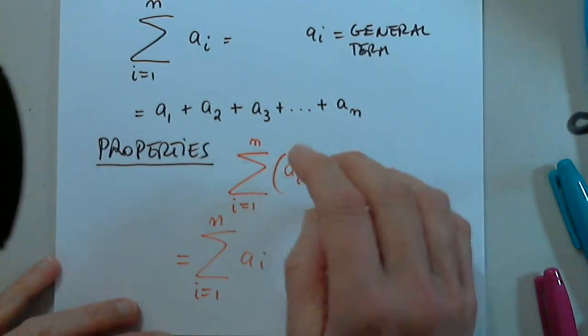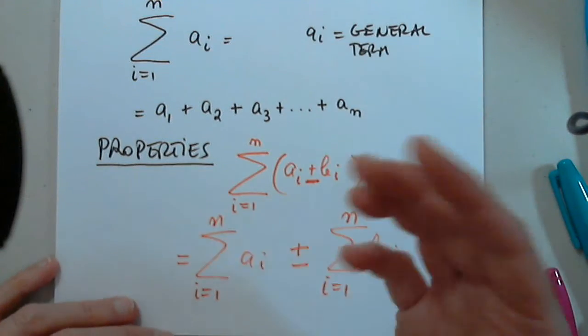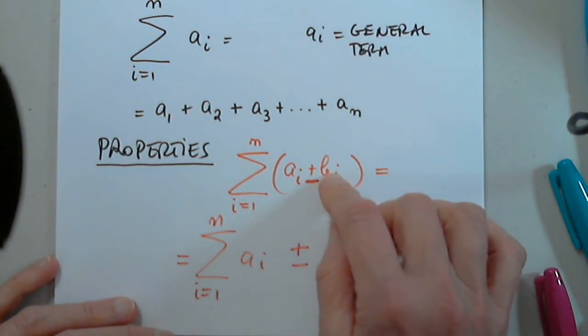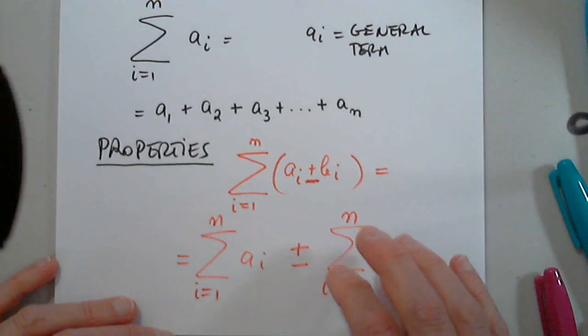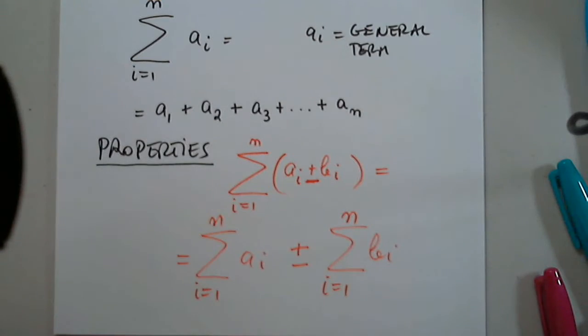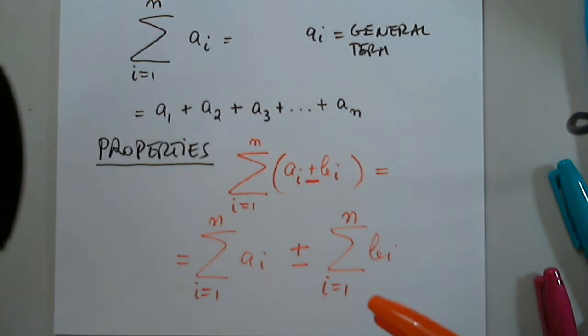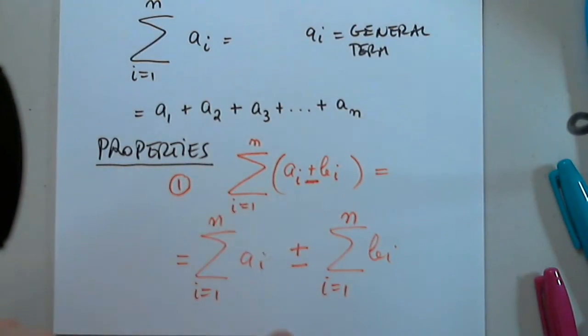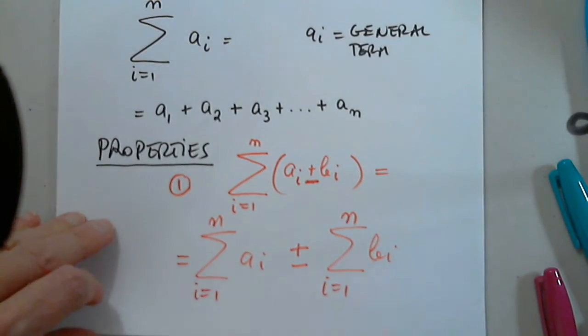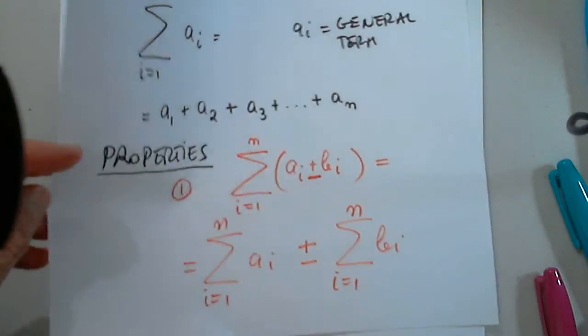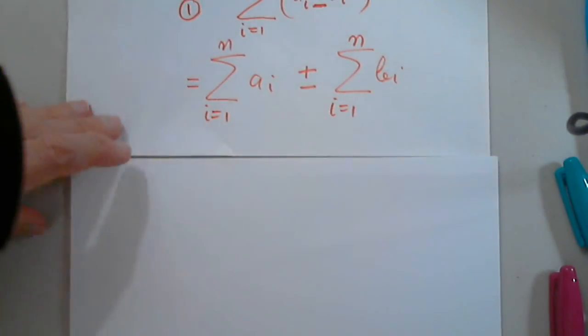So it's the same thing we had when we differentiated, as an example, a function plus another function. We differentiated the first, plus we differentiated the second. Same idea. So the sum of a sub i plus b sub i is the same as the sum of a sub i plus the sum of b sub i. That's two properties in one, a sum or difference. And here there is one more.